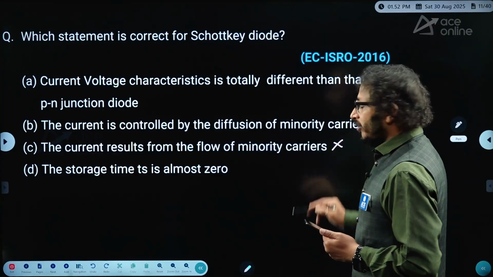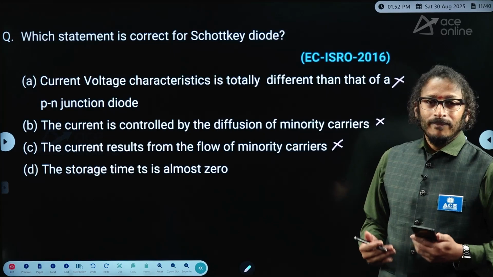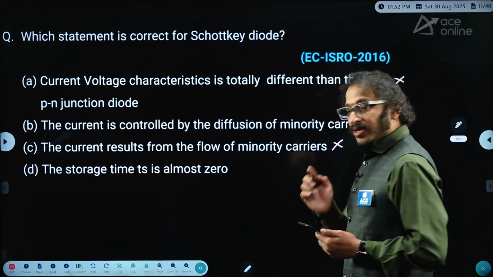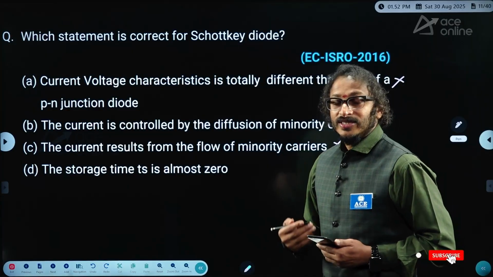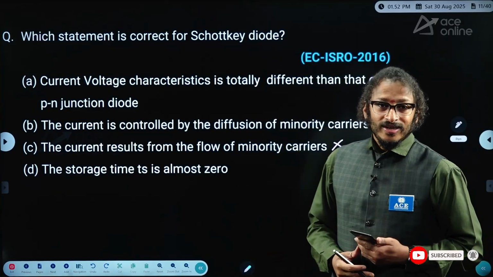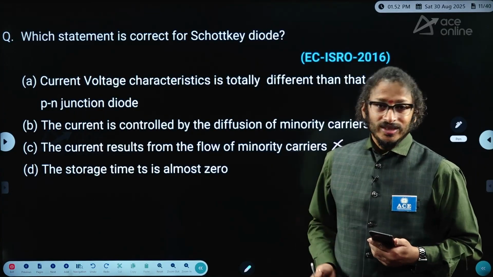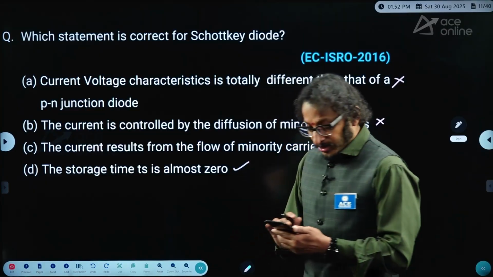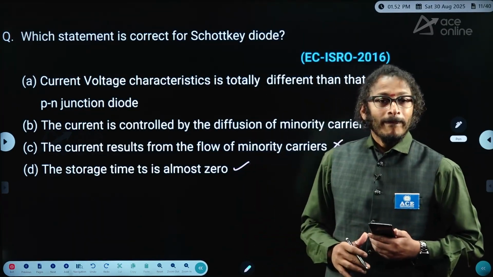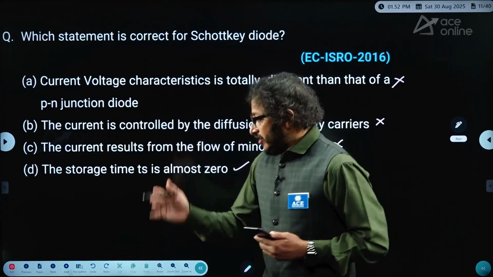No, I told you already, it's a majority carrier device. If no condition is given, the default Schottky diode is always a majority carrier device. And the storage time is almost zero. You're right. The charge storage time is negligible because of the capacitance impact. Capacitance is almost negligible, right? So the charge storage removal time is almost negligible. So this is apt for the given question. So option D, yes, you're right. Option D is apt for the given question. Schottky barrier diode. Of course, it was asked in 2016, right? Anyways, come back.